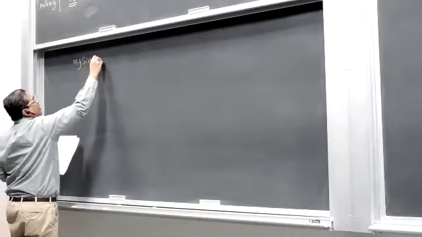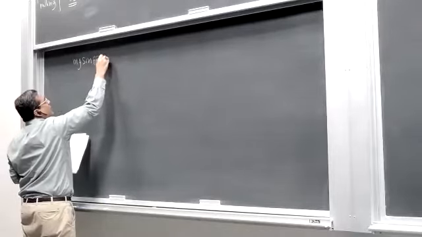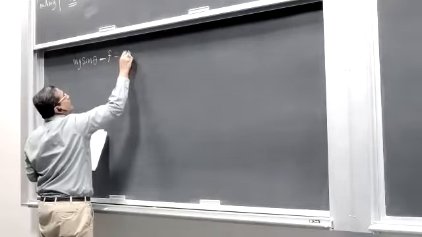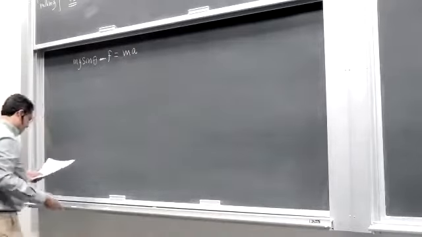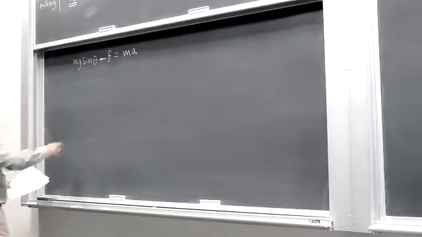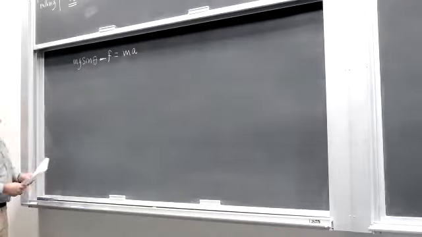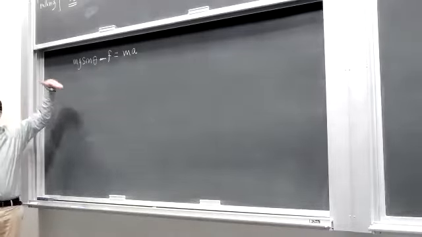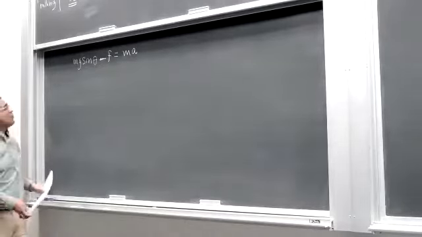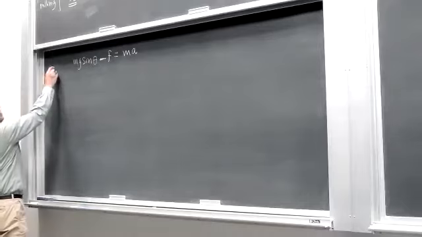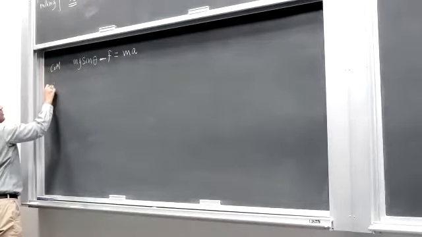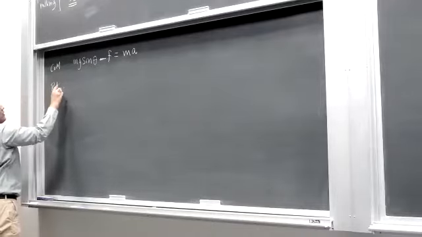Mg sine theta minus F equals ma. All right, but this only deals with translational motion along the surface of the incline, and this only describes the center of mass. Now let's talk about the rotational part of the motion.